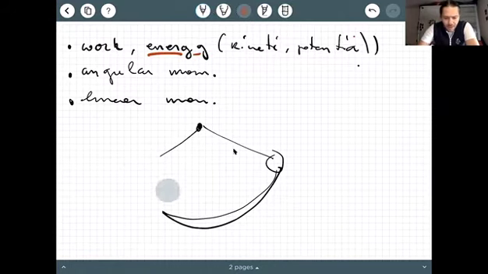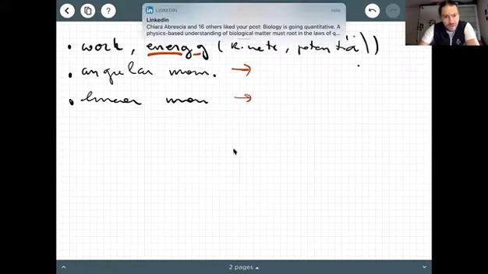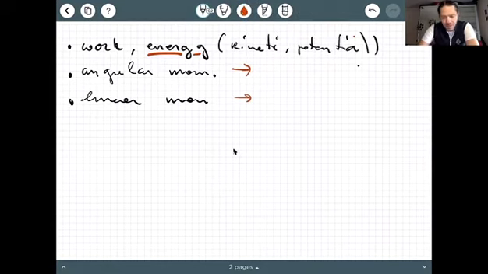There are other consequences that involve angular momentum and linear momentum, and we will go through that later on in this lecture. But all I want to emphasize here is that none of these concepts is really defined in classical mechanics.